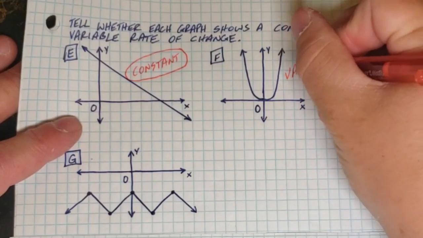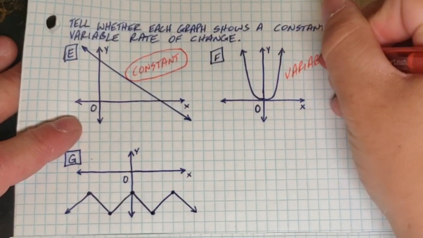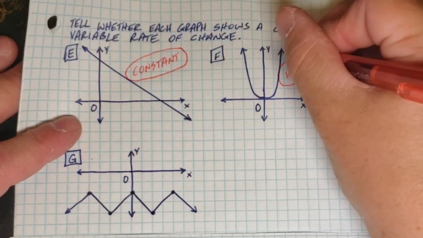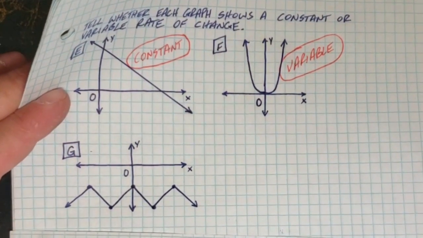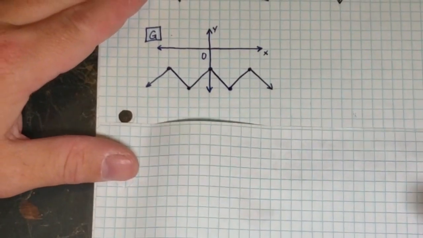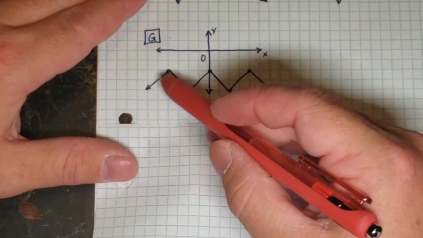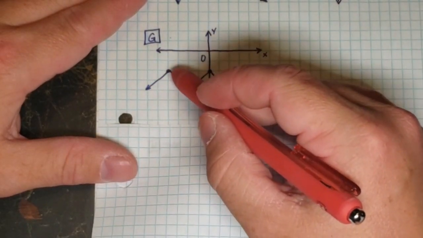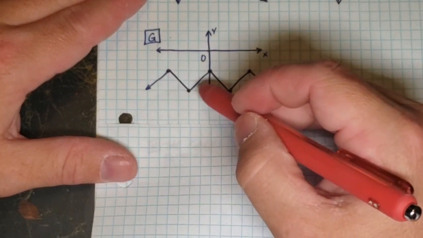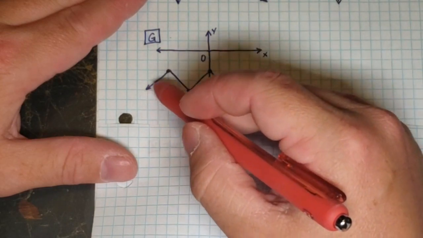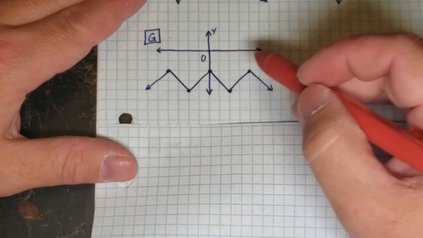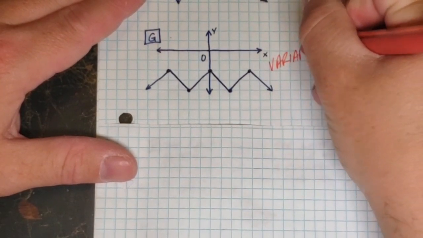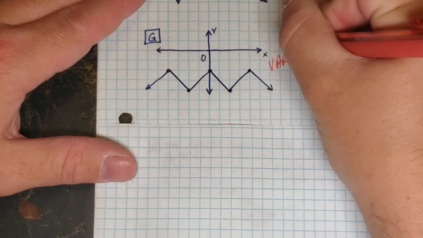It is a variable rate of change. All right, curved lines fall into the variable rate of change category. Letter G, you got your coordinate plane, and then look at this graph. Yes, these are straight lines, but do they all have the same slope? No, some of the slopes are positive, some are negative, and it keeps changing. This is an example of a variable rate of change.